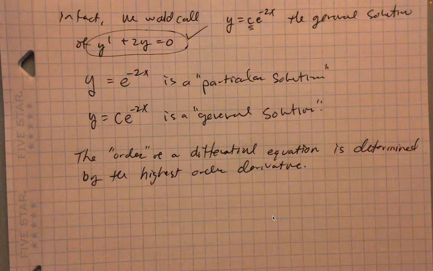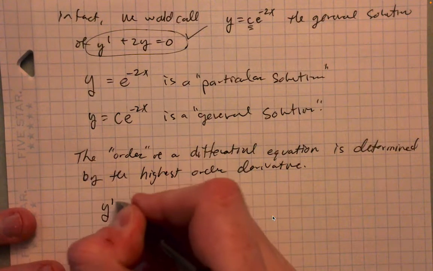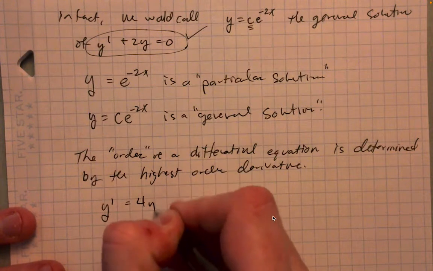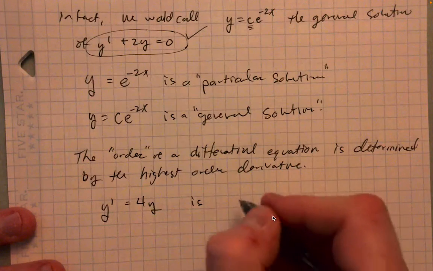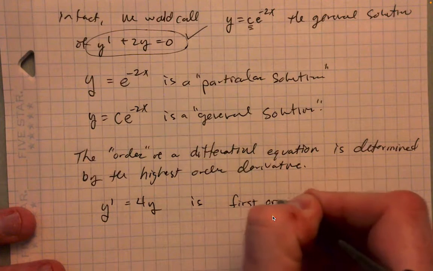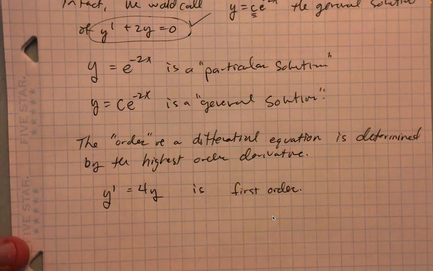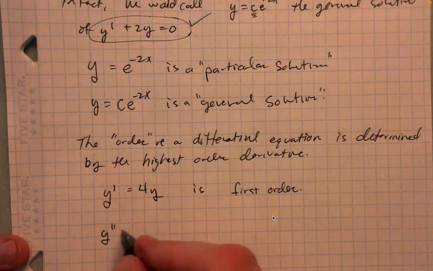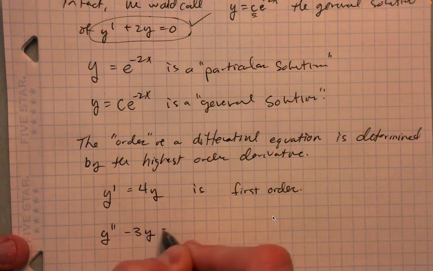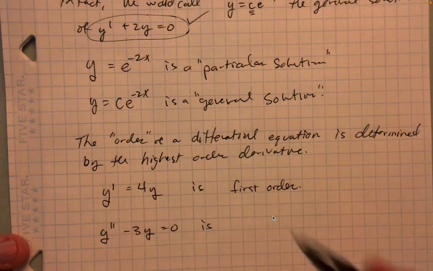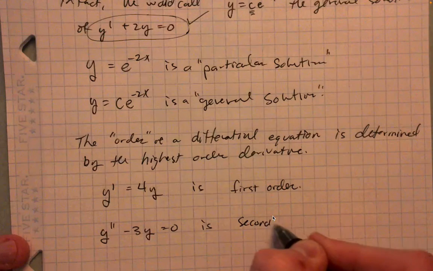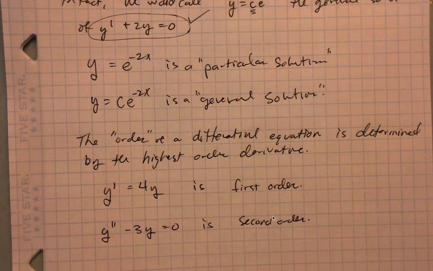Okay, so for example, y prime equals 4y is first order, right? Because it has a first derivative in it. Y double prime minus 3y equals 0 is second order, right? And this goes on and on. So first order, second order, etc. Okay.